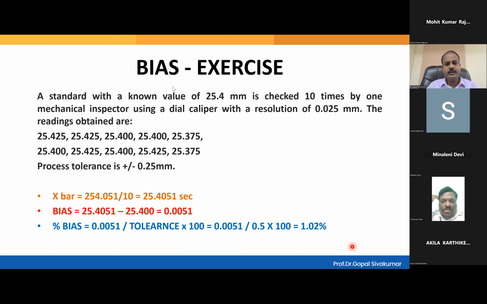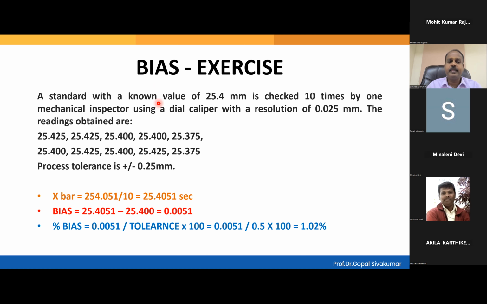Clear? It doesn't mean that you can have error. No, I'm not saying that you have error. I'm saying that it should be less than 10%. If it is 0, that is far better. Well and good. But in this case, it is 1% in terms of percentage, and in terms of value, it is 0.0051. Like your watch giving an extra 10 minutes, this is giving an extra 0.0051 mm. Can you understand?